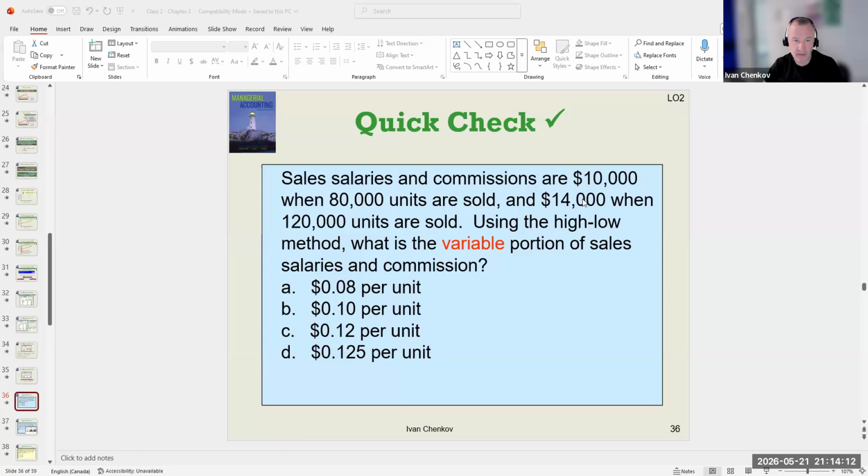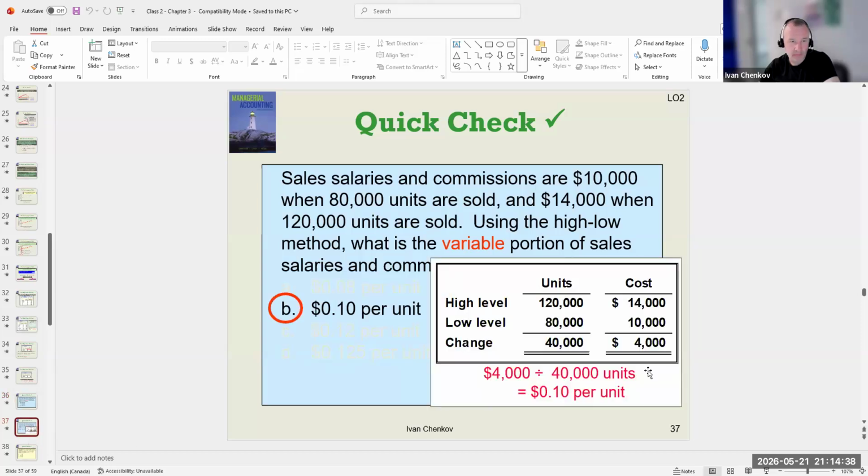Denominator, not 49, it should be 40,000. So how much is 4 divided by 40? Seems like 10 cents, right? So what's the correct answer? Correct answer should be B.